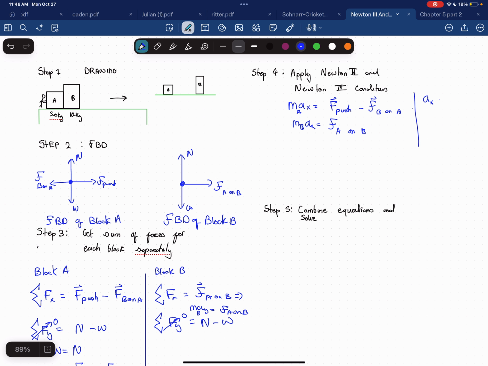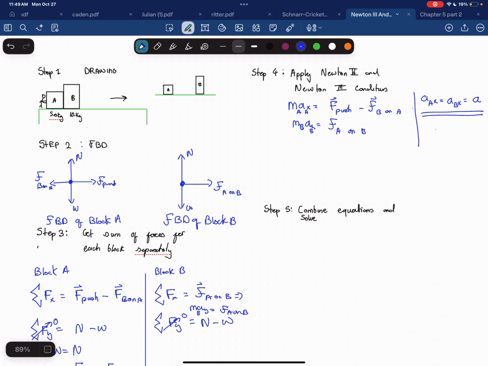The acceleration is the same. If I was to write this properly, I'd say a_Ax and a_Bx to symbolize block A's acceleration and block B's acceleration. So I would have a_Ax is equal to a_Bx. It's going to be equal to just a single a. So that's a characteristic of interacting objects: the acceleration is the same. What other thing can I do?